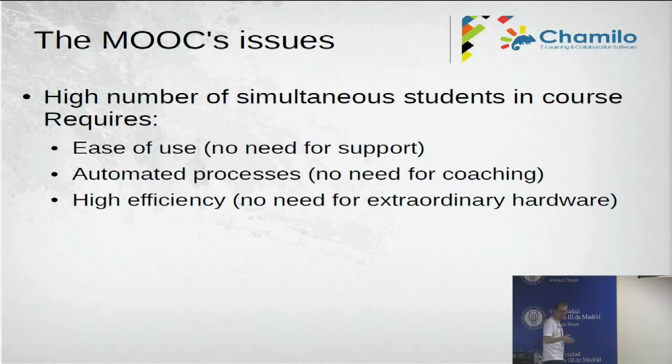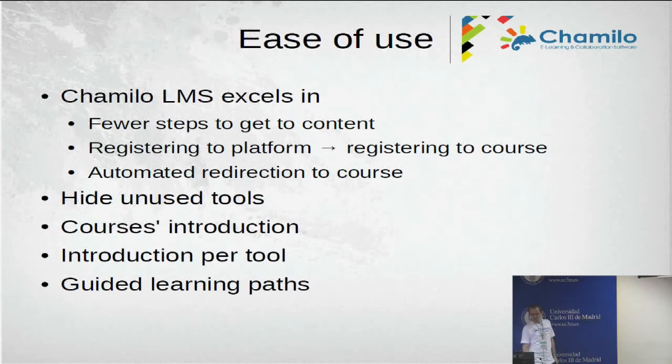So the issues to get back on this: ease of use, automated processes, and high efficiency. We need to ensure those 3 points to be able to have a good time having the MOOC. So Chamilo LMS excels in fewer steps to get to content. If you register on the platform, you give a link to the user, they get to the registration form, and once they finish the registration form, boom, they're in the course, inside the learning path or inside an exam. I'll show you later on how to set that up, if we have time.